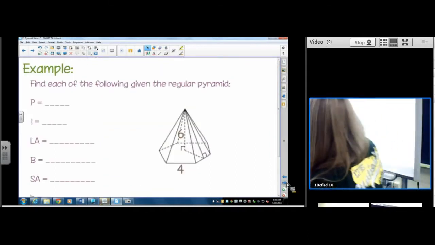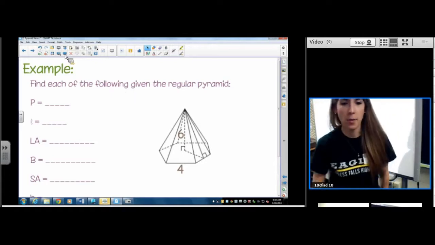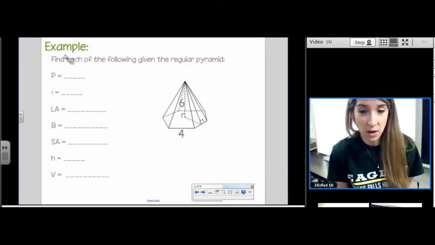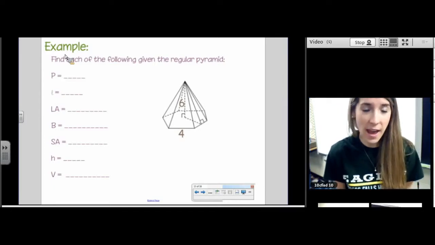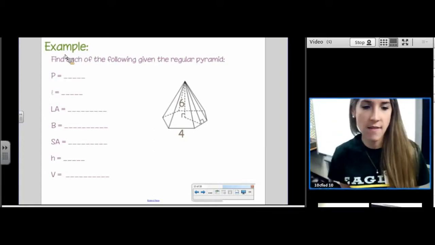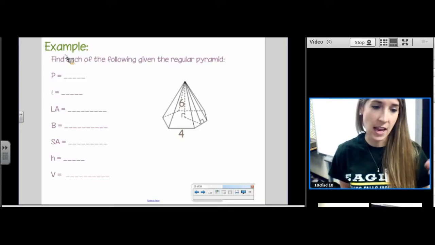I'm going to make an executive decision. We're going to jump right into the difficult problem because we don't have time for both. So we're just going to do the toughest one, and that'll make your homework seem easier. Okay, so we're going to do baby steps. We're going to find each of the pieces, and then we'll find the values, the LA, SA, and V.